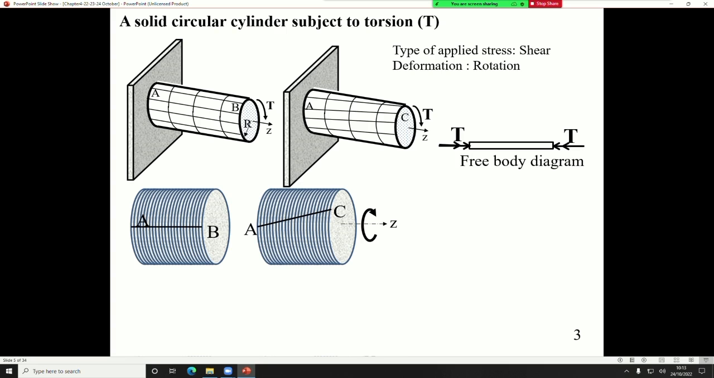Now, what about in terms of deformation? In chapter one, if we had an axial loading applied to a bar, in terms of stress it was normal stress, and in terms of deformation it was axial deformation, or axial extension, compression, or contraction. Now, what about when we apply torque to a structure?